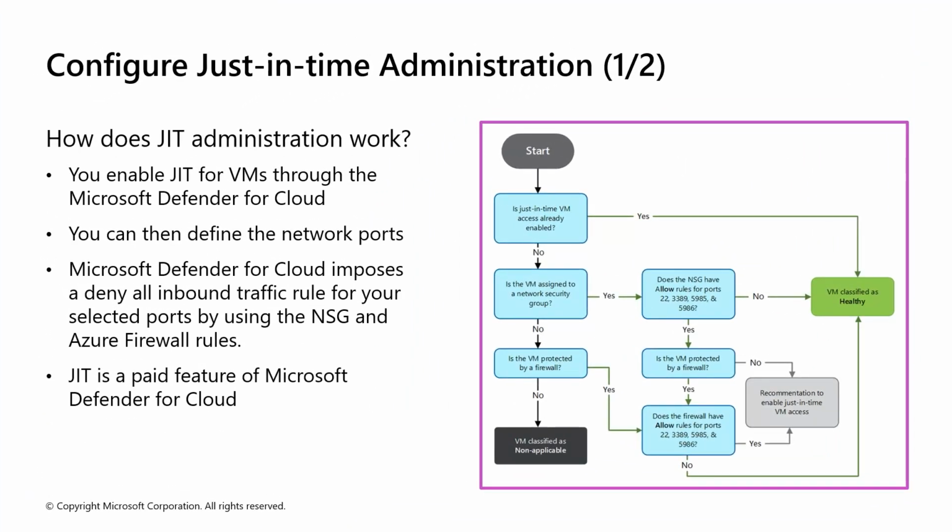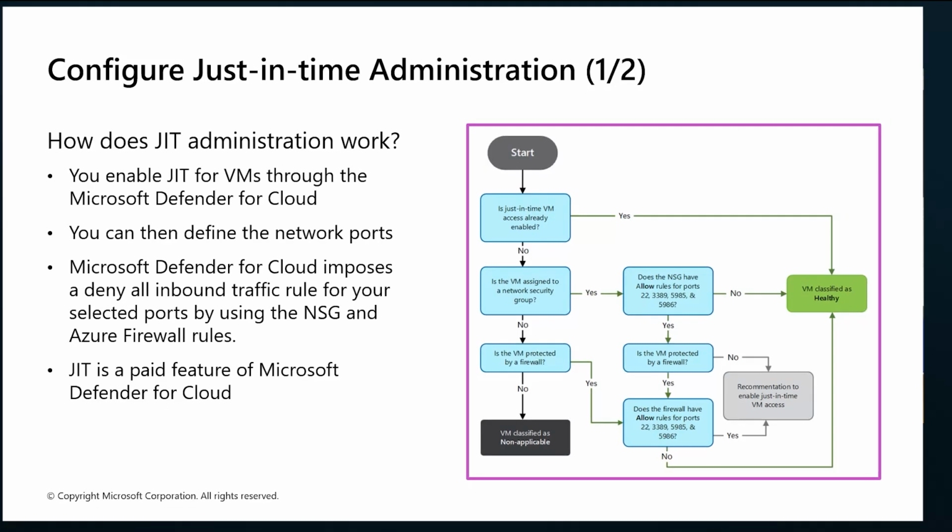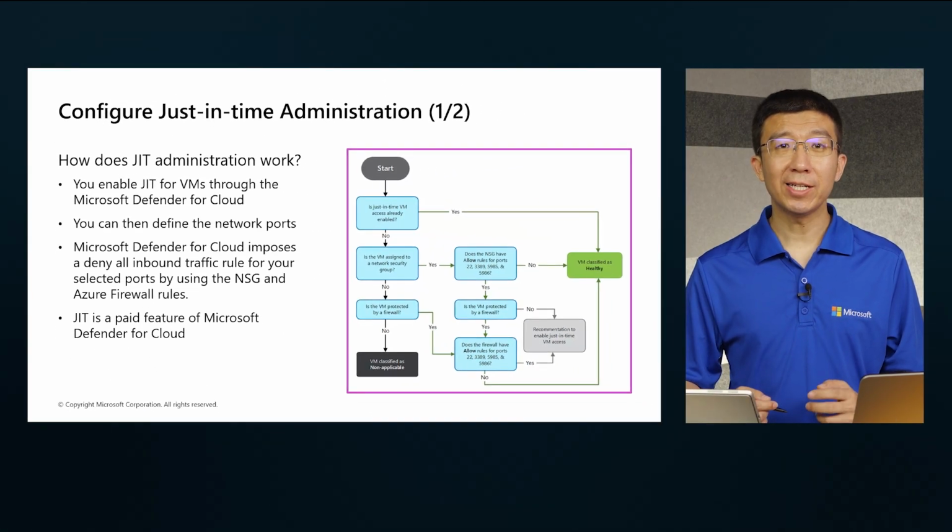Just-in-time, or JIT, administration allows you to temporarily open network ports for remote access, reducing exposure to attacks. You enable JIT for VMs through Microsoft Defender for Cloud. Define the network ports, and Defender for Cloud imposes a deny all inbound traffic rule for your selected ports using NSG. Remember, JIT is a paid feature for Microsoft Defender for Cloud.